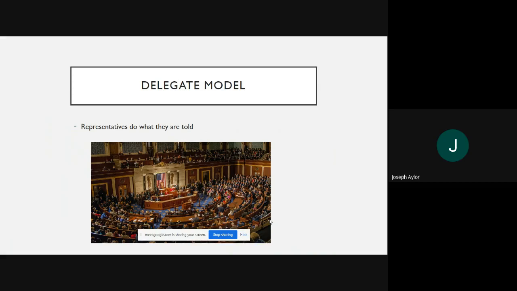In a case where something may come up, whether it be a budget deal or a decision to send troops somewhere or a change that might be made to healthcare, in the delegate model, the representative, whether that be the Senate or the House, is going to act solely in the interest of what the citizens want. Typically, we think of the delegate model applying to the House of Representatives a lot more than the Senate. This is done for a number of reasons.